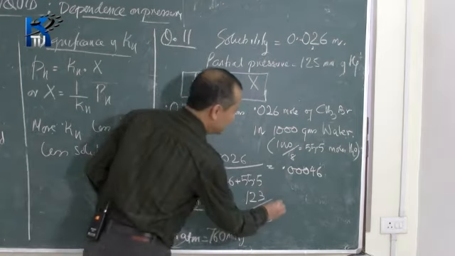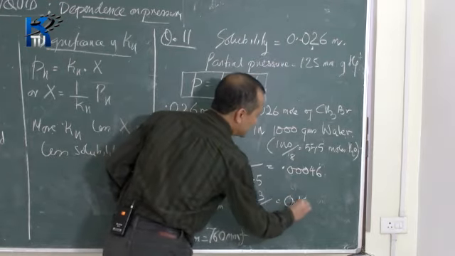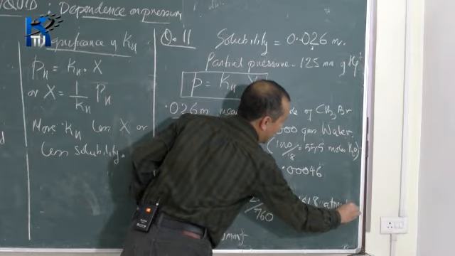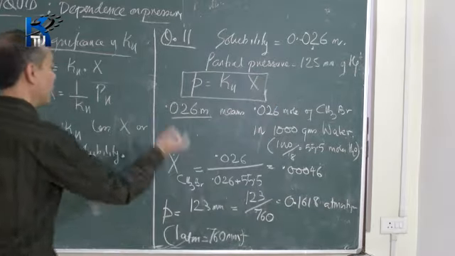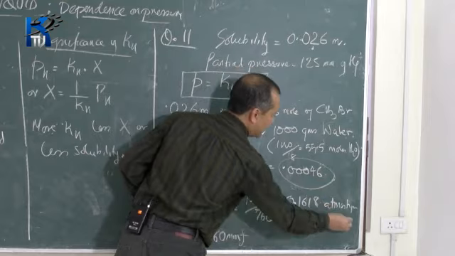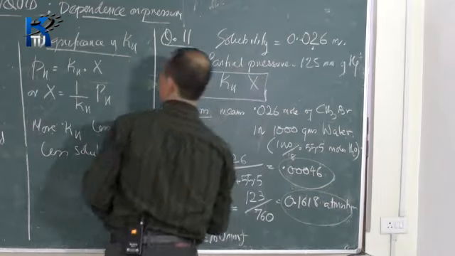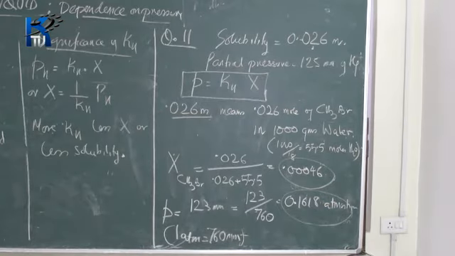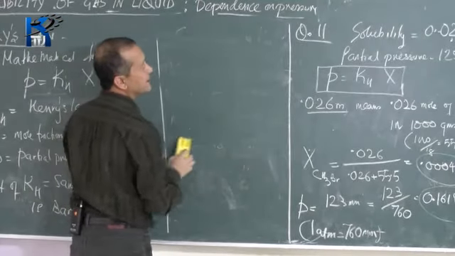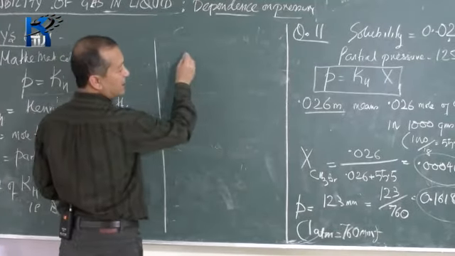So this will be equal to 0.1618 atmospheres. Okay. So once we have got the mole fraction and we have got the partial pressure, then we can easily find the value of KH. How? Let's come to the solution part.